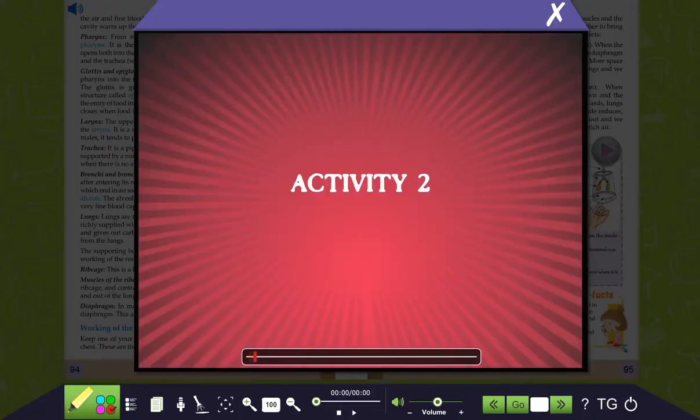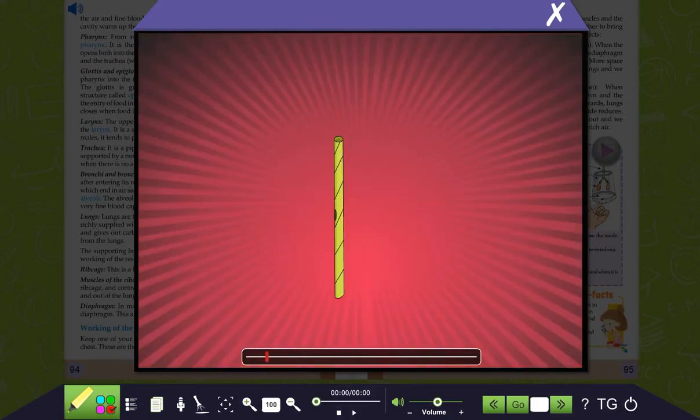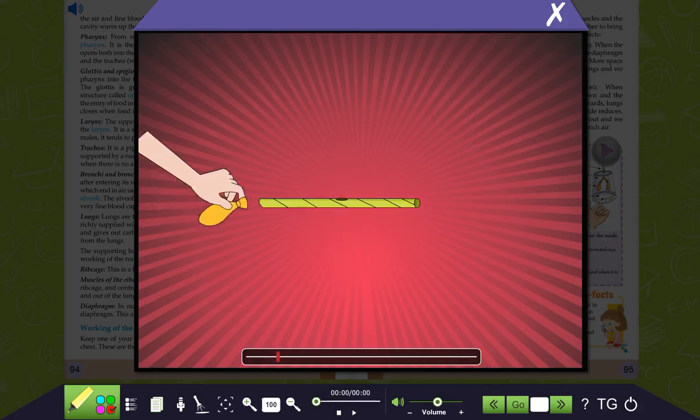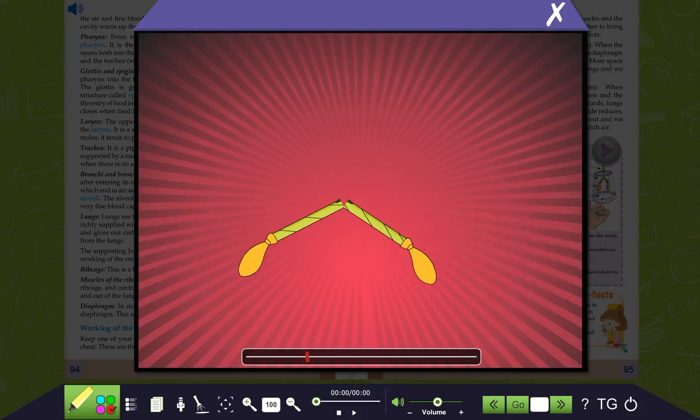Activity 2. To understand the mechanism of breathing. Cut a hole in the middle of a straw. Do not cut it through. Fit a small balloon at each end. Cement the ends and leave it to dry. When the cement has dried, bend the straw at the cut mark so that the hole points outwards.